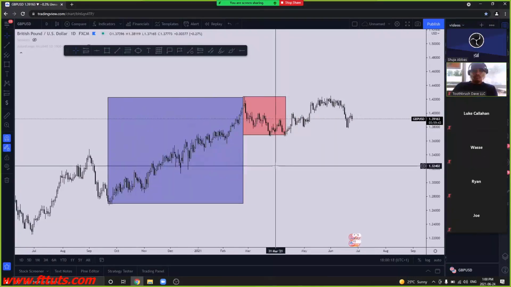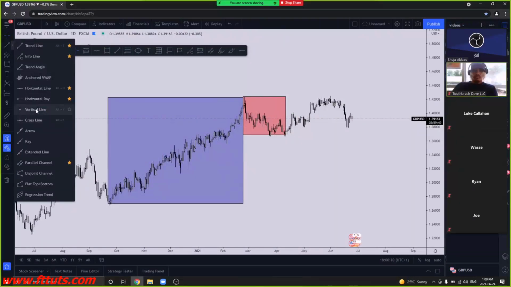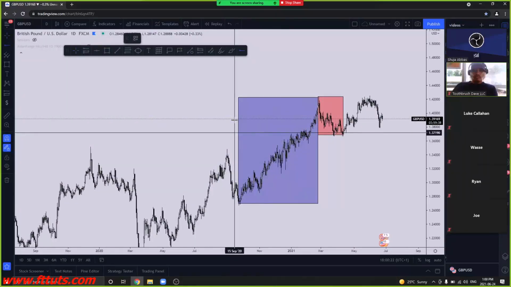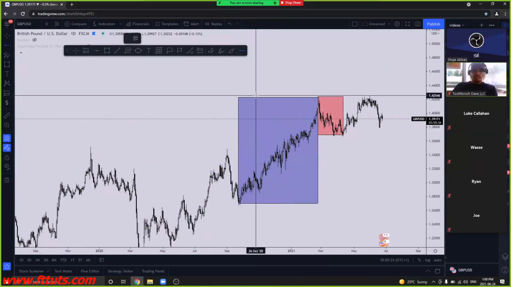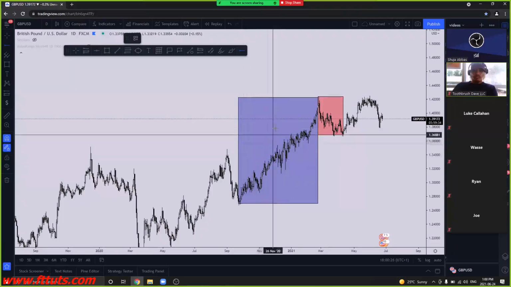All right, perfect. So we know that there's cause, and then we know there's effect. Now the cause is the cause of what's happening. So for example, an order block. If the market pushes up into an order block.